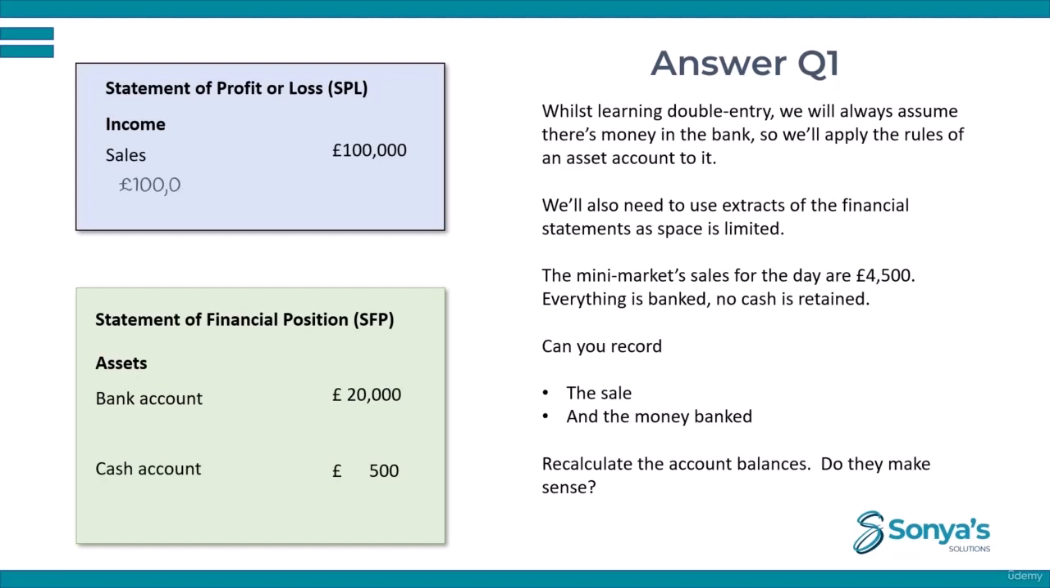£4,500 is added to the sales account balance, giving a revised balance of £104,500. This is the business's turnover, total sales to date. £4,500 is added to the bank balance, giving a revised balance of £24,500. We'd only use the cash account if the business kept some cash on the premises.